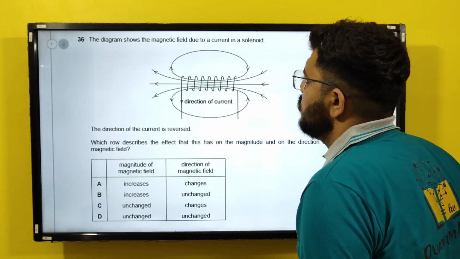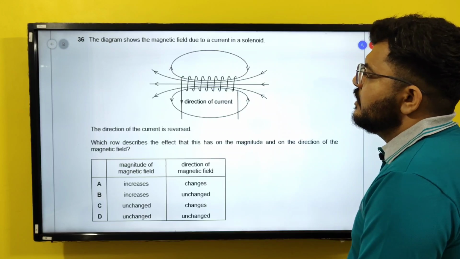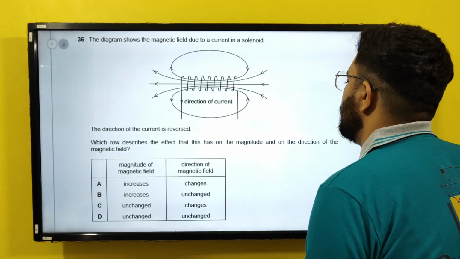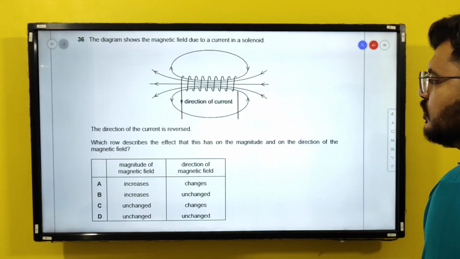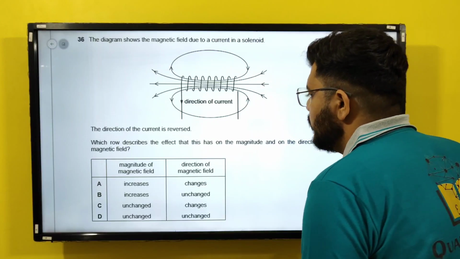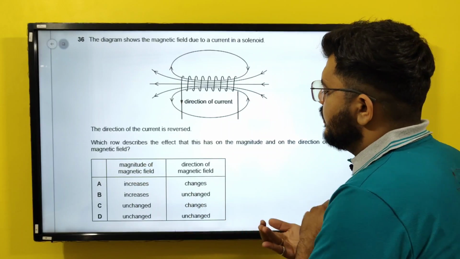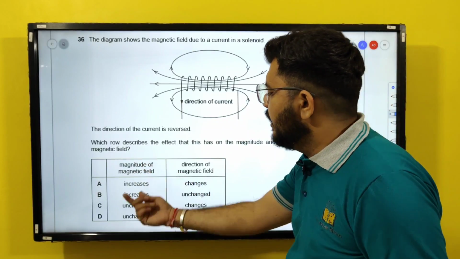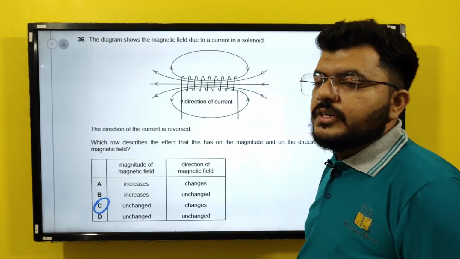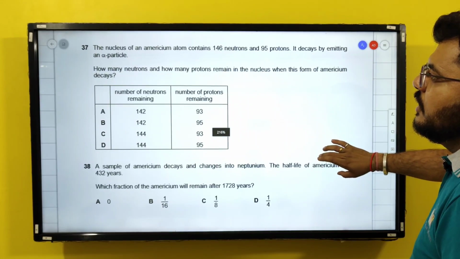Question 36. The diagram shows magnetic field due to a current in a solenoid. The direction of current is reversed. Which row describes the effect that this has on magnitude and on the direction of magnetic field? So what will happen to the magnitude of the field? It will not change, but what will happen to the direction? It will get opposite, right? It changes. So magnitude of magnetic field unchanged, direction of magnetic field changes when you reverse the current. So option C.